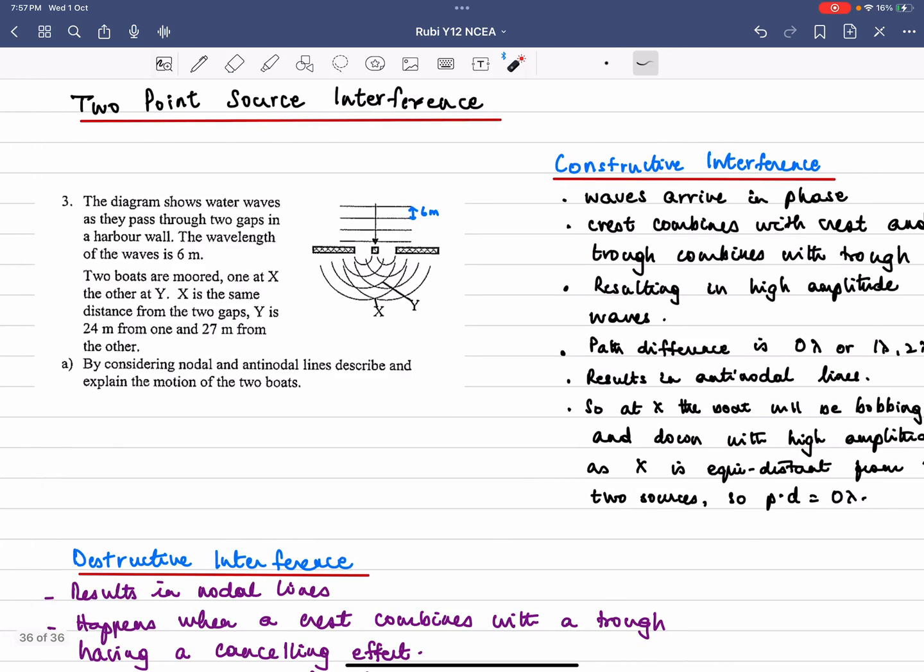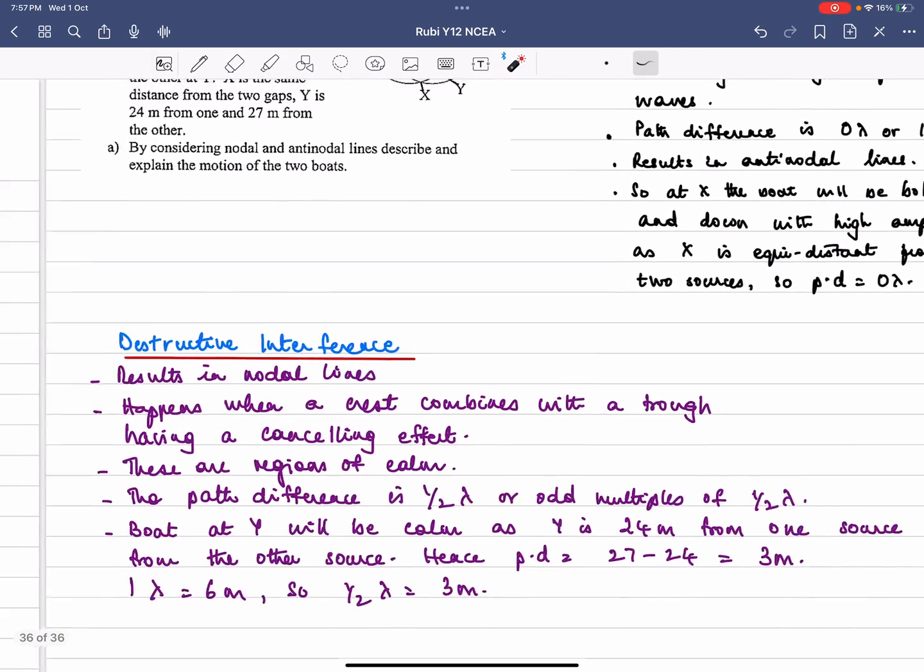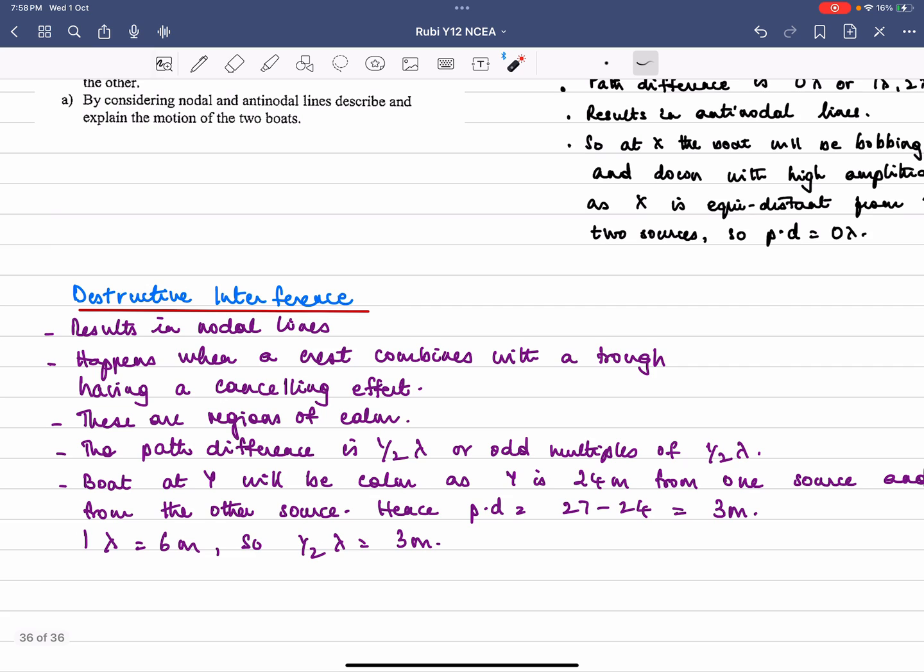Now let's look at what we call destructive interference. These result in nodal lines, and that's because the waves arrive out of phase. What does that mean? This is when a crest arrives at the same time as a trough. When a crest combines with a trough, they have a cancelling effect. So these are regions of calm, and the path difference is half a wavelength or odd multiples of half wavelengths.